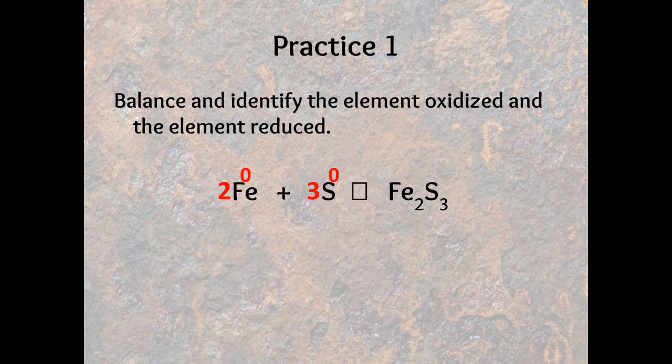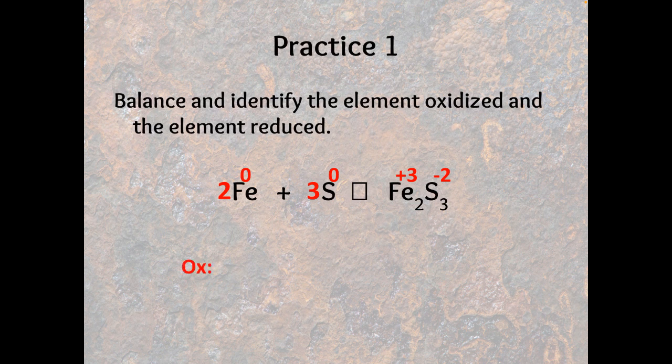Iron and sulfur, look above them, I've put a 0 to show that their oxidation numbers are 0 because they're elements by themselves. In the compound, sulfur has a charge of -2, that's from your ion sheet, and to balance it out, iron has a charge of +3. You can think of it as undoing the crisscross on the ionic compound Fe2S3.